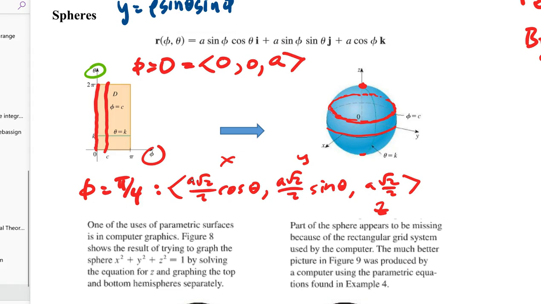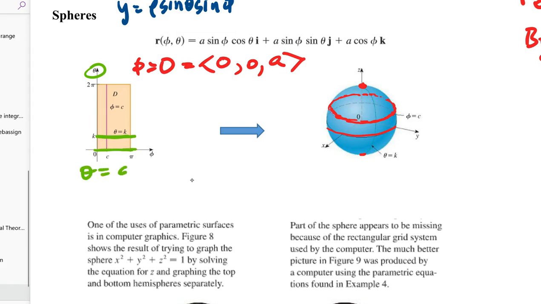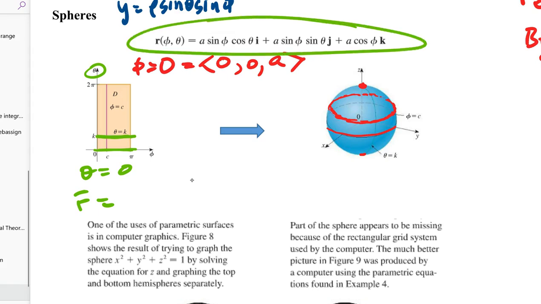All right, now if theta is constant, on the other hand, you're going to get something different. Sorry, not u, theta. Theta is constant. Let's say theta is 0. So theta is 0. We get r equals, so I'm looking up here still, a sine phi, comma 0, comma a cosine phi.